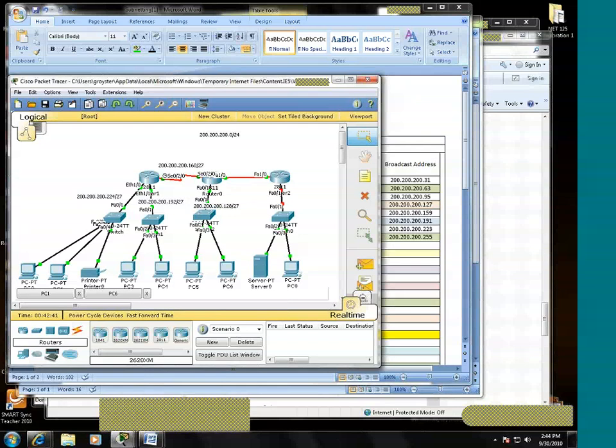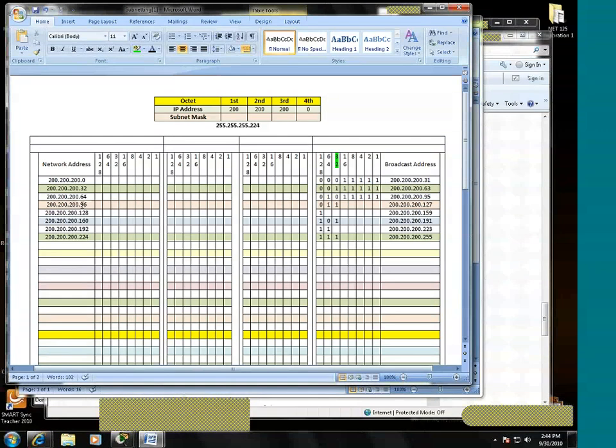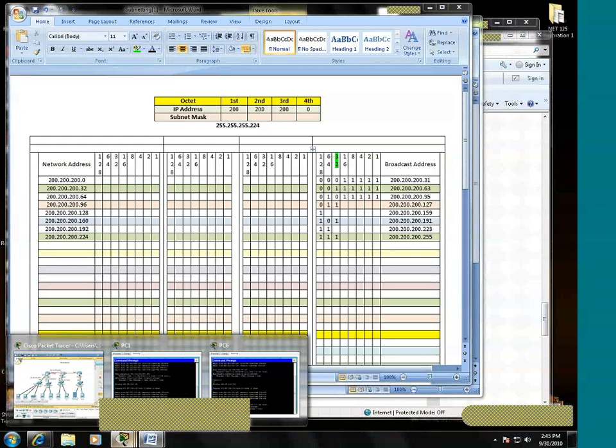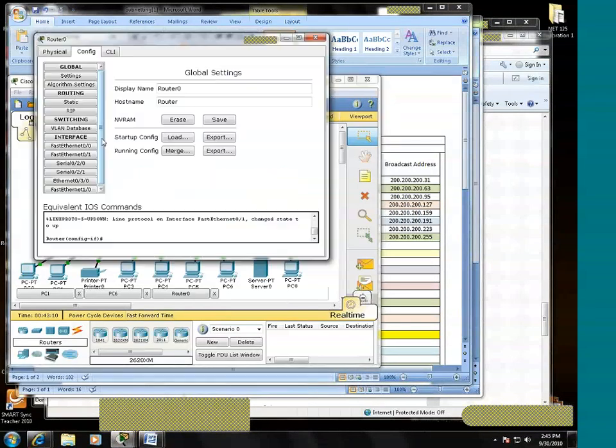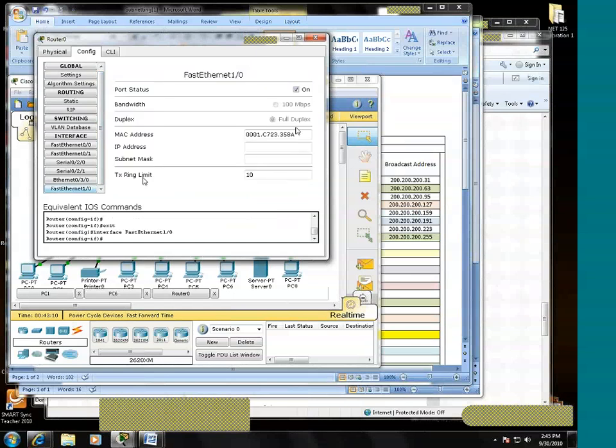Okay, let's see. It looks like F1/0. Okay, and what's an appropriate IP address? We're dealing with the 96 network now. So we can configure anything with a value of 97 through 126. Okay, so we need F1/0, 200.200.200.97.